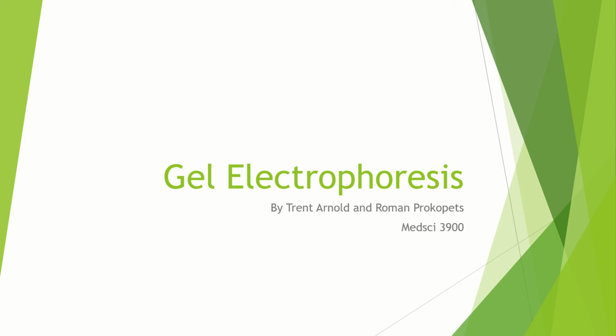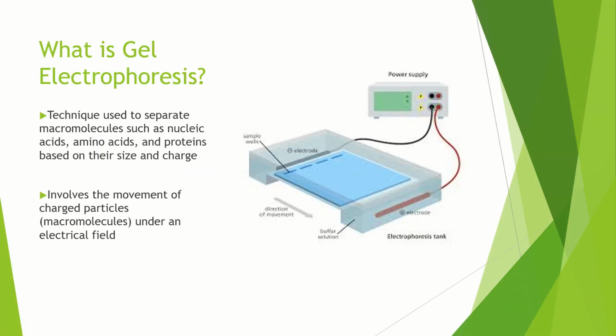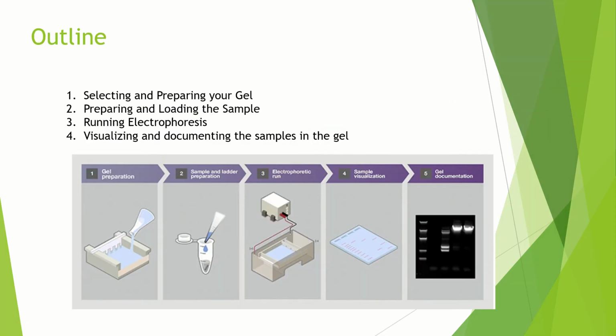In this video, we'll be going through the general process of gel electrophoresis. First off, what is gel electrophoresis? It is a common technique used to separate macromolecules such as nucleic acids, amino acids, and proteins based on their size and charge. Essentially, it involves the movement of charged particles under an electric field.